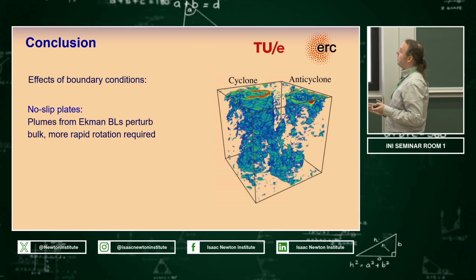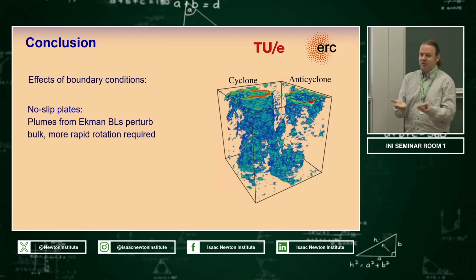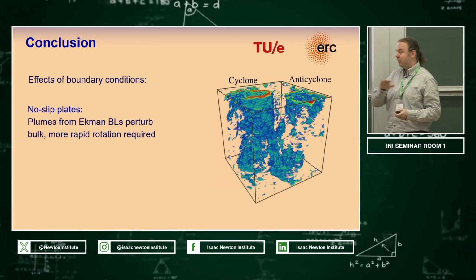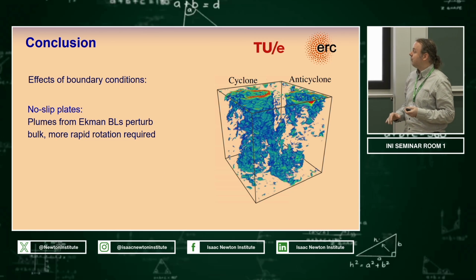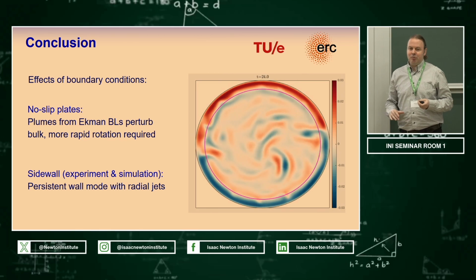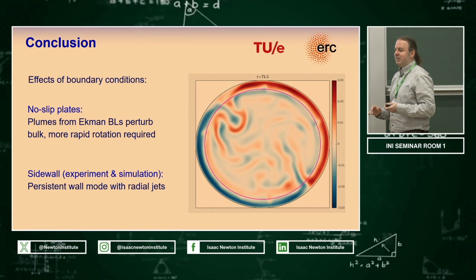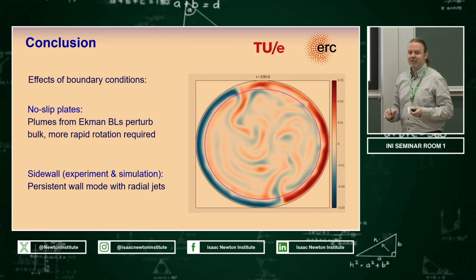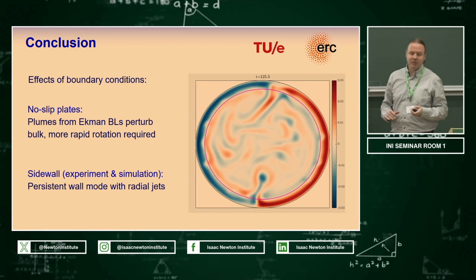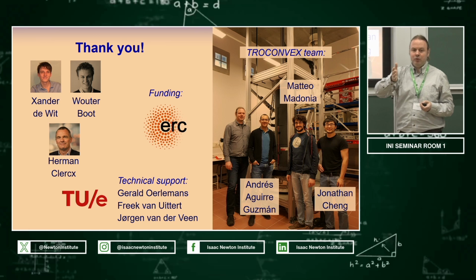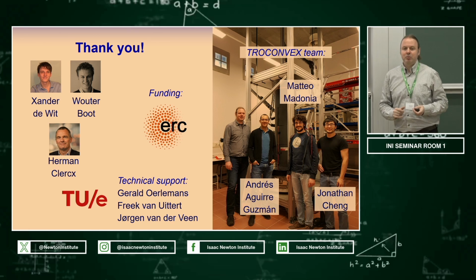Boundary conditions are very important because these Ekman type layers introduce perturbations that stop large-scale vortex growth. And if you have a sidewall, then things can turn out even worse because these sidewall modes can ruin the party for you. So with that, I would like to conclude and also thank my co-workers on these projects.